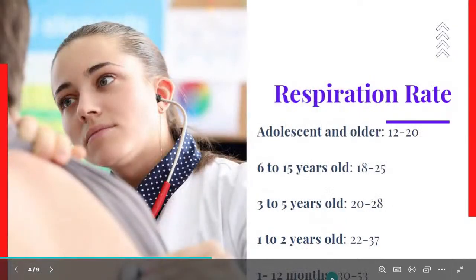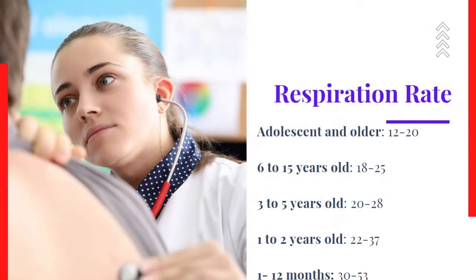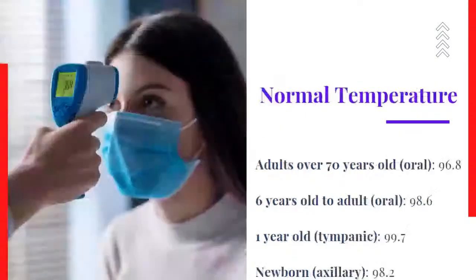All right. So let's look at respirations. Okay. Adolescents and older, 12 to 20. So adults are 12 to 20. Again, don't be surprised if you see 14 to 20. 6 to 15 years old, 18 to 25. 3 to 5 years old is 20 to 28. 1 to 2 years old, respirations are 22 to 37. And then 1 month to 12 months is going to be 30 to 53. All right. So that's your respiration rates.